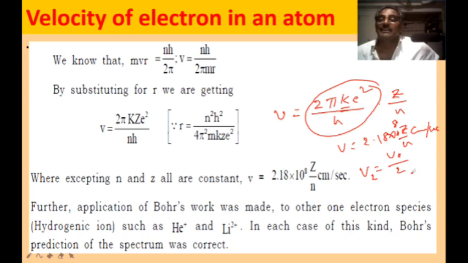In that way, we can find the velocities of electrons in various orbits of the hydrogen atom, and not only in the hydrogen atom but also in other hydrogen-like species like He plus and Li2 plus, by substituting z is equal to 2 and z is equal to 3 in this equation. So this equation can be extended to find the velocities of electrons in various orbits in hydrogen-like species like He plus and Li2 plus also.